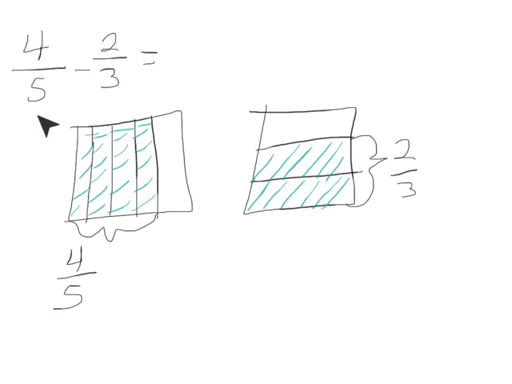In this last problem, we are subtracting two non-unit fractions. We have 4/5, divided our rectangle into 5 equal parts, shaded 4 of them. We're going to take away 2/3, 3 equal parts, we shaded 2 of them. To get a common unit, we're going to divide our 5ths rectangle into thirds and our thirds rectangle into 5ths.